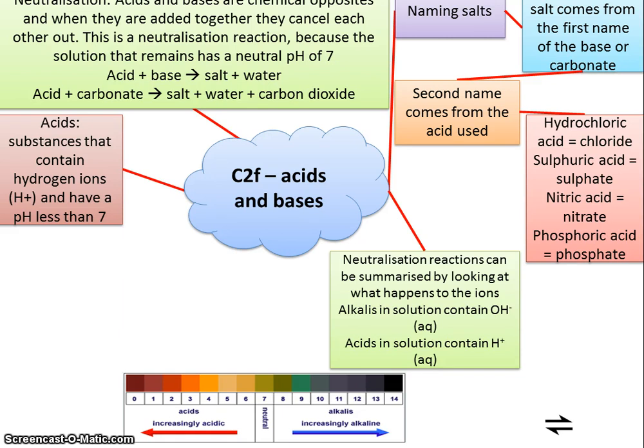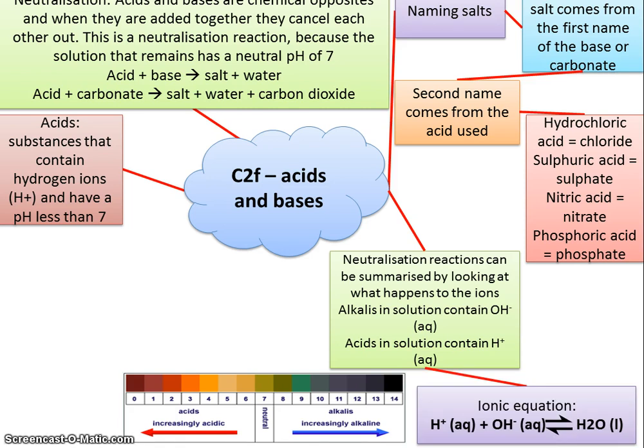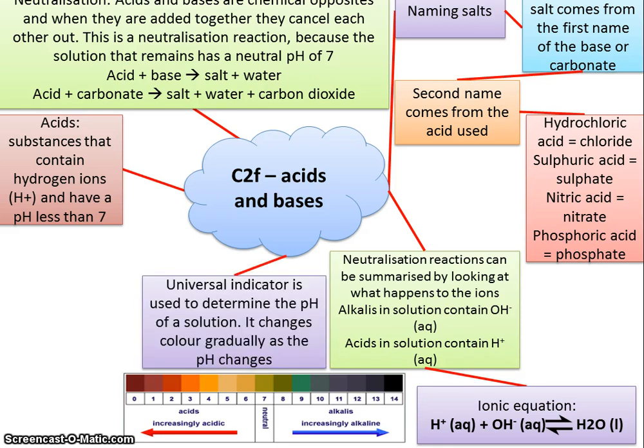We've talked about neutralisation reactions, which can be summarised by looking at what happens to the ions. Alkalis in solution contain OH-, whereas acids in solution contain H+. And this is an ionic equation that you can learn, and that should be a little number 2 in the middle there, because that's showing you what's happening for a neutralisation process. So H+ plus OH- will give you H2O, so basically water, which is what neutralisation is looking at.